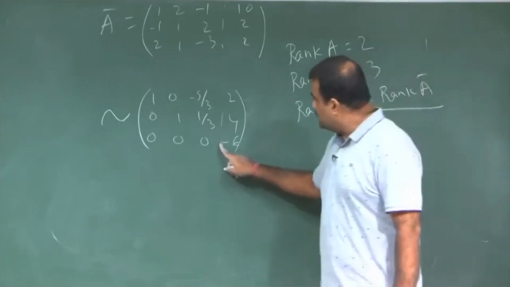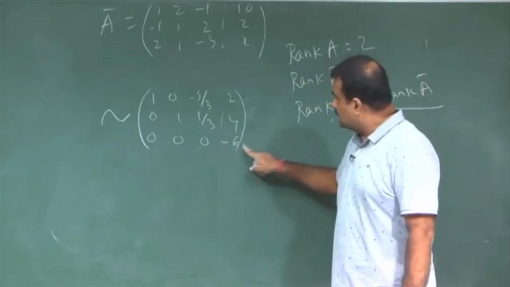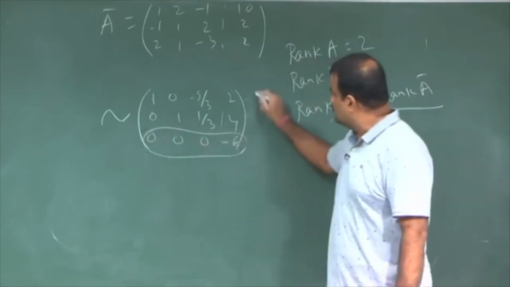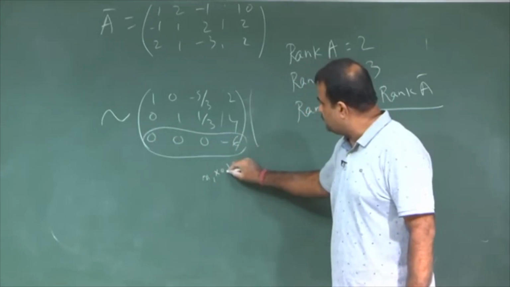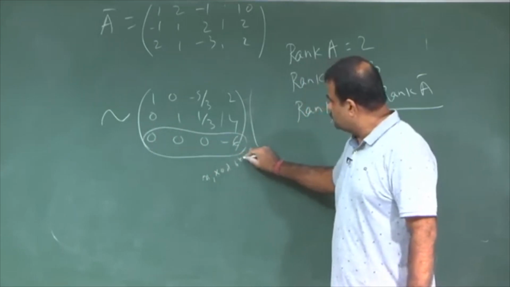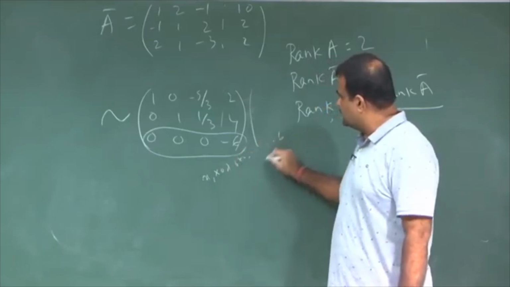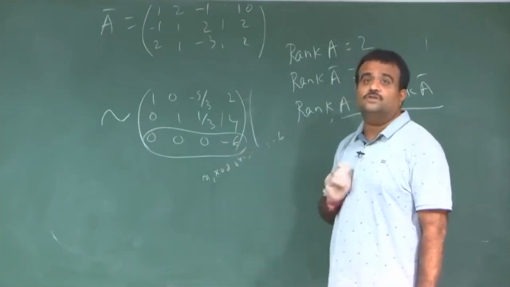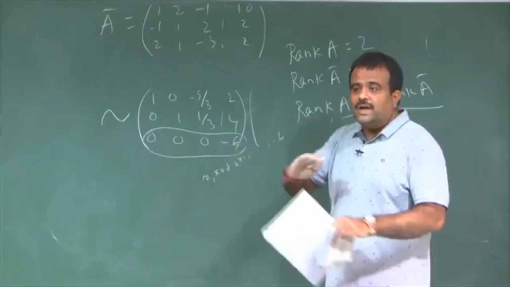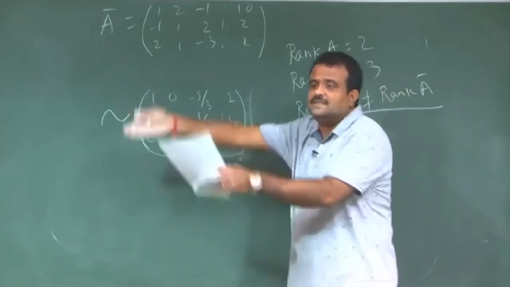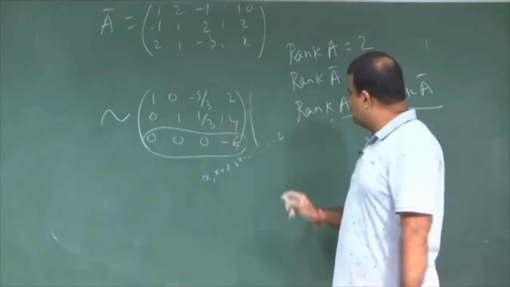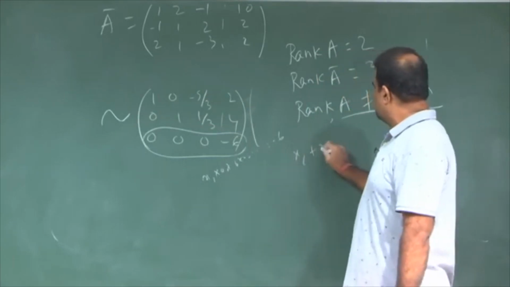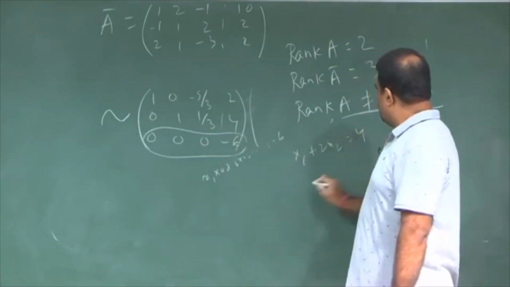Why? Because if you consider this row, there is no such x1 which will give us 0 into x1 plus 0 into x2 plus 0 into x3 equal to minus 6. So, this basically has no solution. So, we are reducing this to another system of equations. While we are doing row operations, that means we say we have a system of equations x1 plus 2x2 equal to 4.